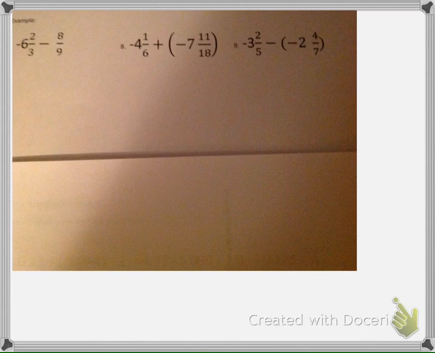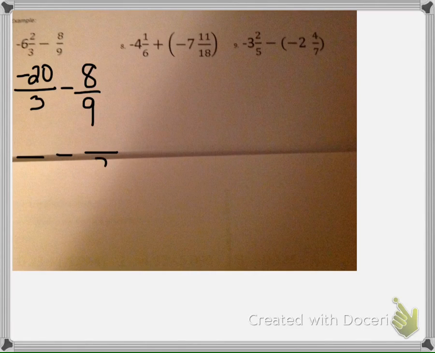Okay, your first example, you have negative 6 and 2/3, so let's change that to an improper fraction. It's going to be a negative fraction. 3 times 6 is 18, plus 2 is 20 over 3, minus 8 over 9. We have unlike fractions, so we need to find a common denominator. The common denominator of 3 and 9 would be 9, so we could keep my negative 8/9 there.